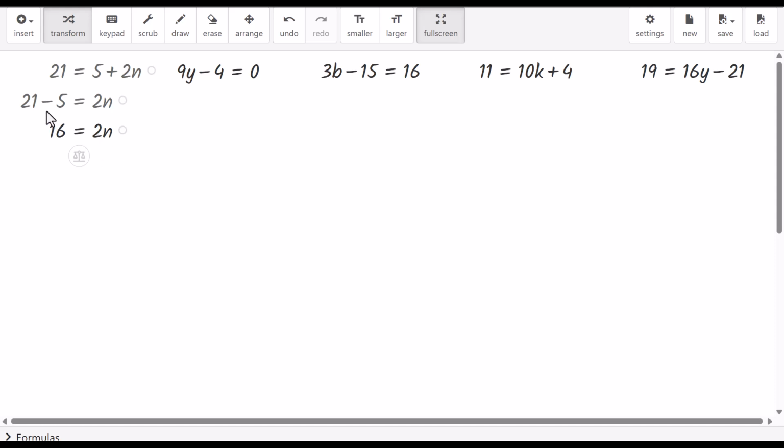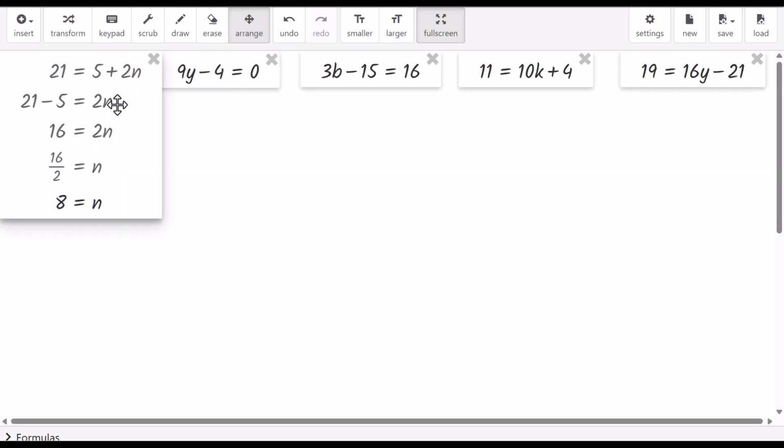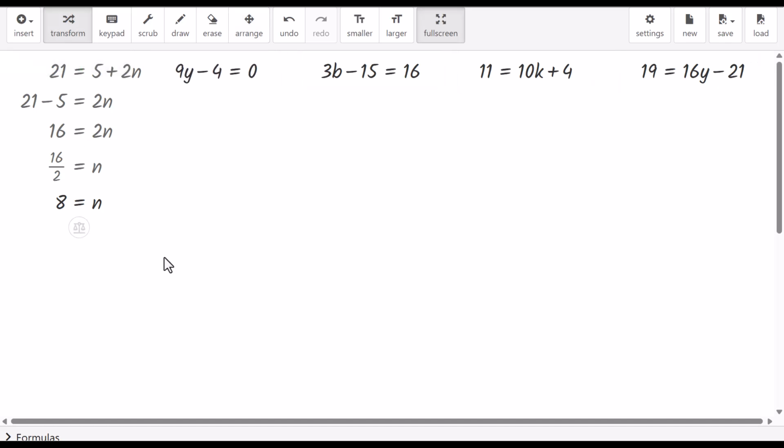Now I've subtracted and got 16. Now I need to divide by 2 so that n will stand alone. By the time I divide by 2, you see 16 divided by 2 is what? The answer is 8. That is all. I can move it around. See, this is the answer. So n is 8 in this first question.